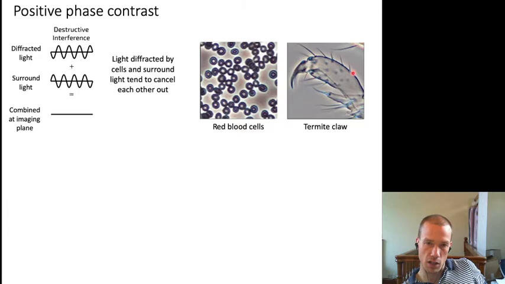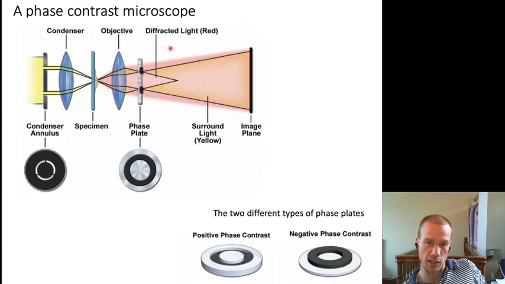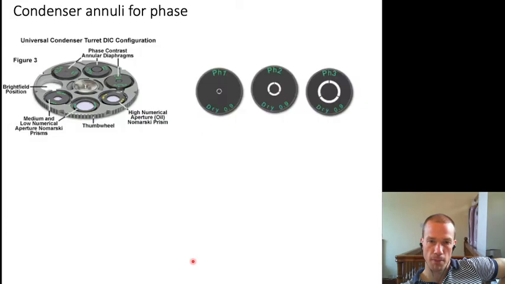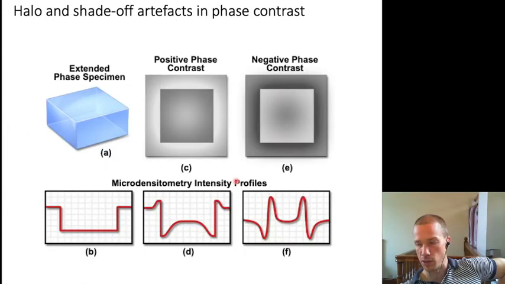This is caused by the fact that you cannot completely separate this diffracted light from the surround light. Some of this diffracted light actually passes through this darkened region of the phase ring, which induces a phase shift in it. So some part of your diffracted light is basically phase shifted, like your surround light is by your phase plate, and that's what generates this artifact around cells. So you have the halo artifact we saw around the red blood cells. In larger objects, you can see what's called a shade-off artifact. So the center of this appears a bit brighter than the edges, and this is caused by a similar problem in the optical path. You can also see this in negative phase contrast as well.